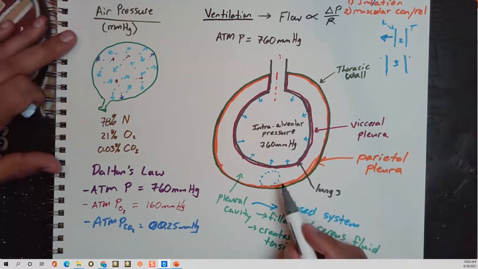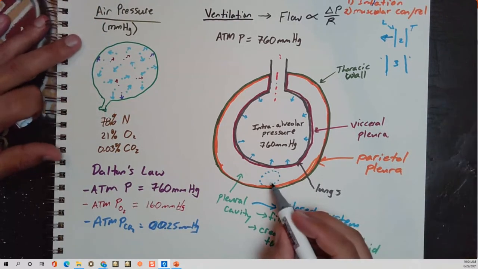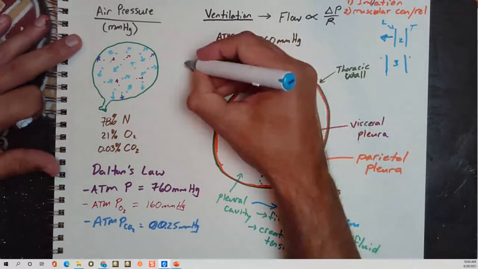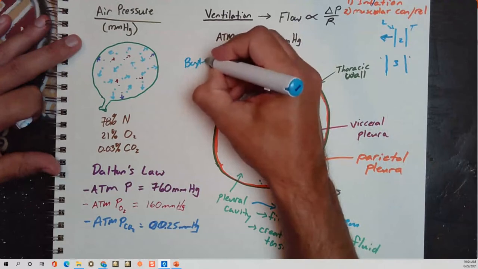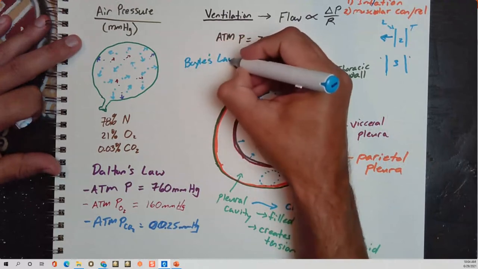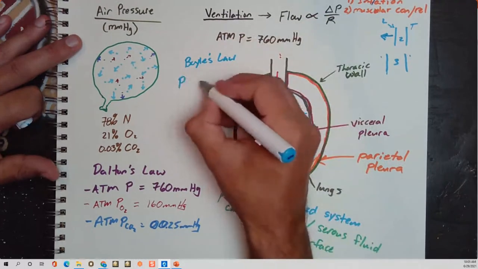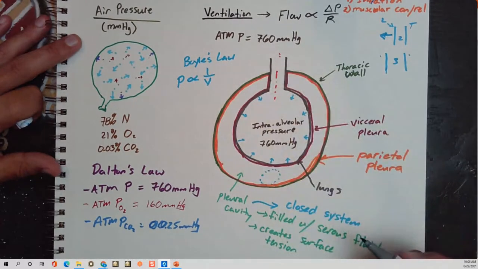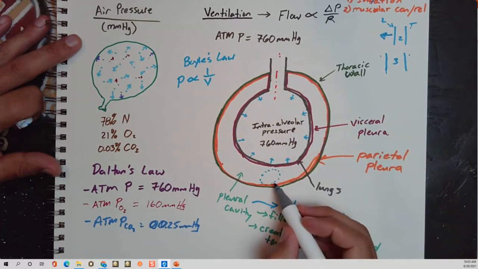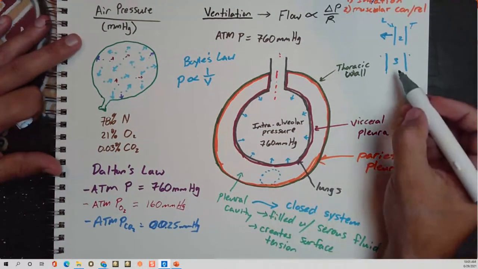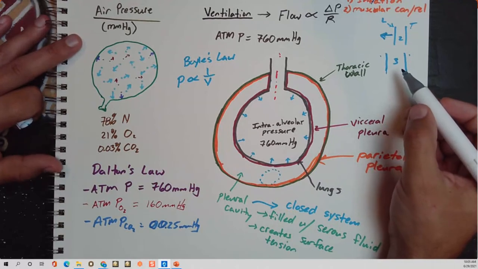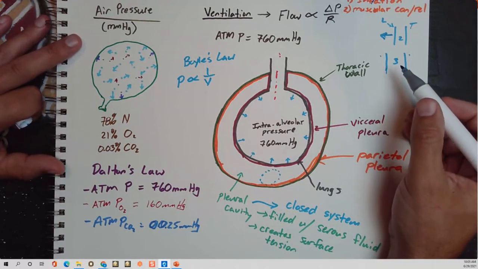Awesome. It's an important step to think about, because if the volume gets bigger and it is a closed system, then it perfectly follows Boyle's law. And in Boyle's law, pressure is inversely related to volume. Here in this pleural cavity, the volume is trying to increase because the lungs are trying to collapse. Does that make sense?